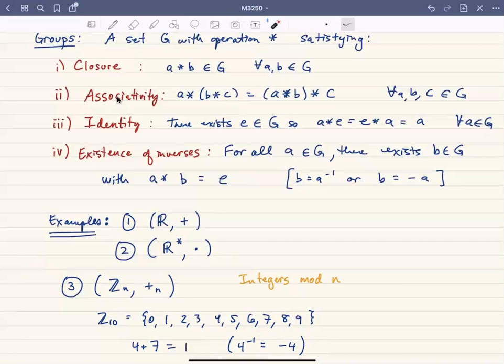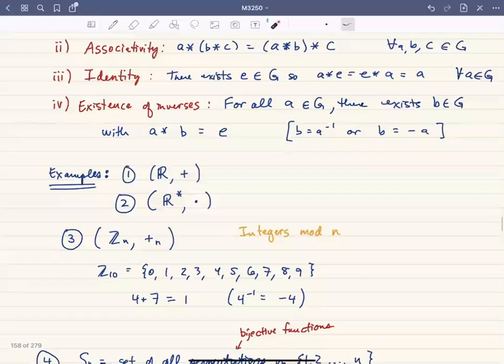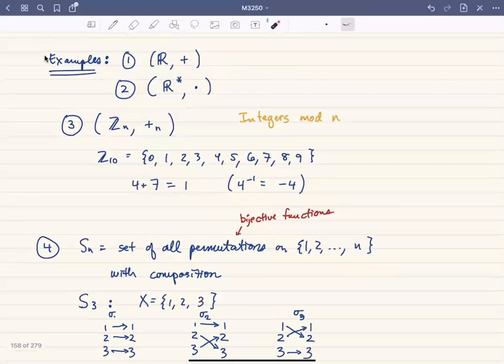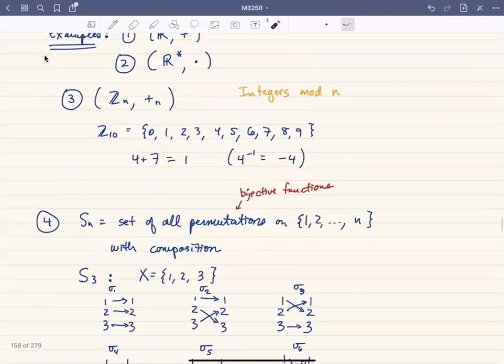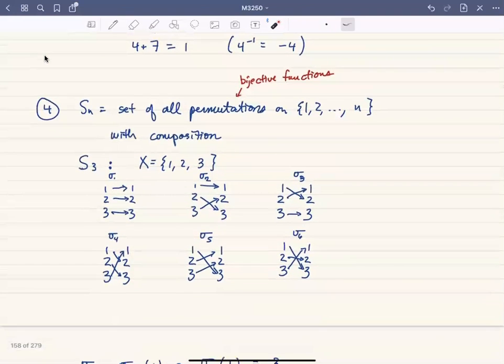Another example of a group is the set of permutations on a set of n letters. So just to make this more concrete, here our operation would be composition. But just to make this more concrete, let's say that we have capital X is our set, and we're going to work with S sub 3. This is called the symmetric group. Okay, so this is the symmetric group.